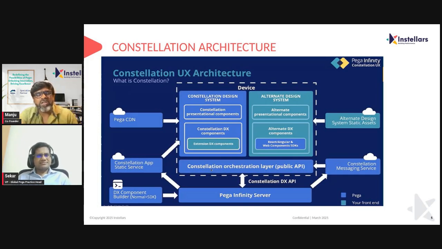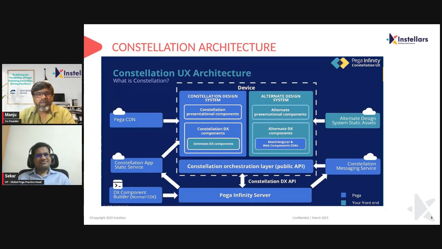Now, thanks to Constellation technology, they have introduced the Constellation orchestration layer, which can talk to the Pega Infinity server using the Constellation DX APIs. That means you can get rid of all the API work that you were doing in the headless application. And also think about the change requirements: whenever you add a new field in the Pega back end, you have to make massive changes in the front end, including the API changes. Exactly.